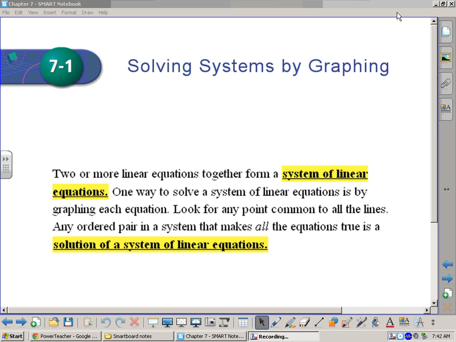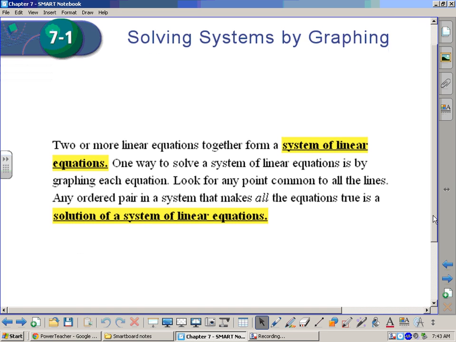Good afternoon. We're going to start Chapter 7. It is solving systems in Chapter 7, but 7.1 is going to be graphing. So we're going to be reviewing a little bit of what you worked with in Chapter 6 with graphing, and we're going to combine that with systems of equations.